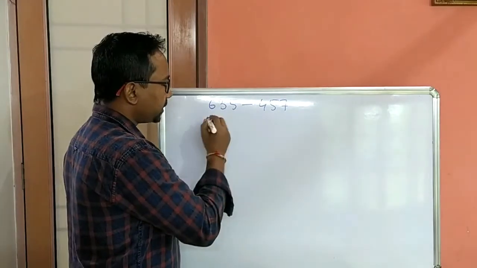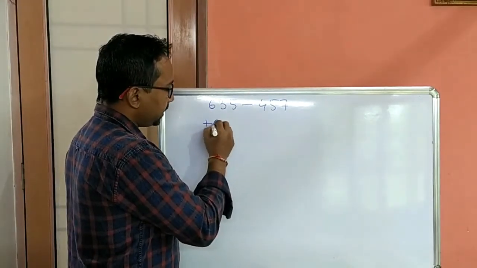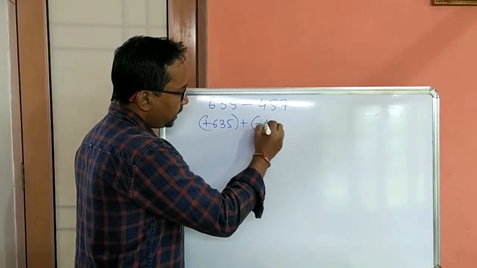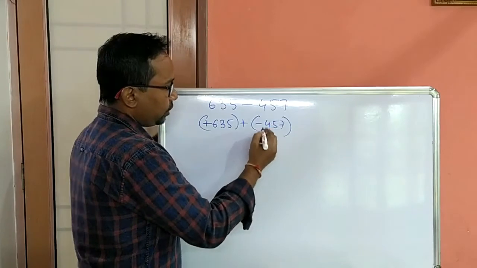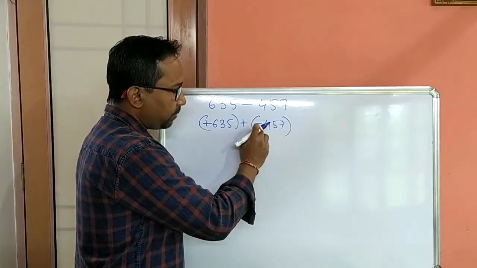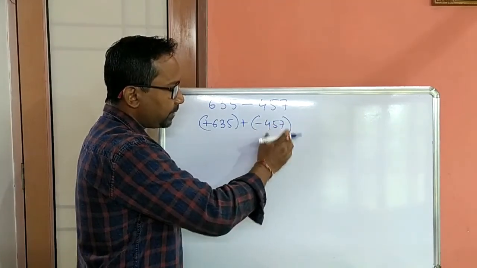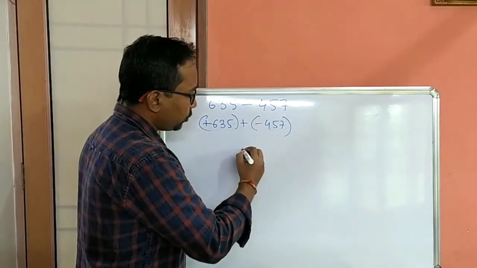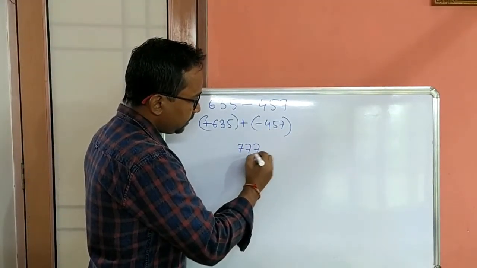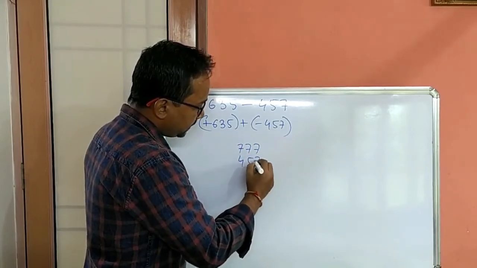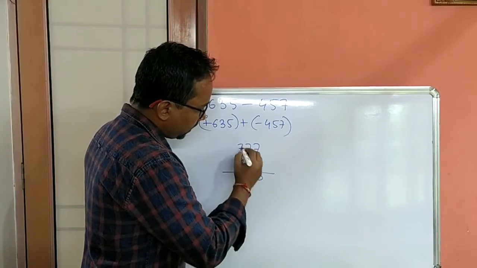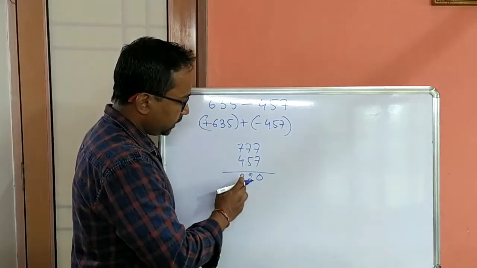So here this subtraction will be interpreted as 635 plus minus 457. As this 457 is a negative number, you have to convert it to its 8's complement to get its negative value. So this number we have to subtract from 3 sevens: 4, 5, 7. So 7 minus 7 for 0, 7 minus 5 for 2, 7 minus 4 for 3. So it is 320.